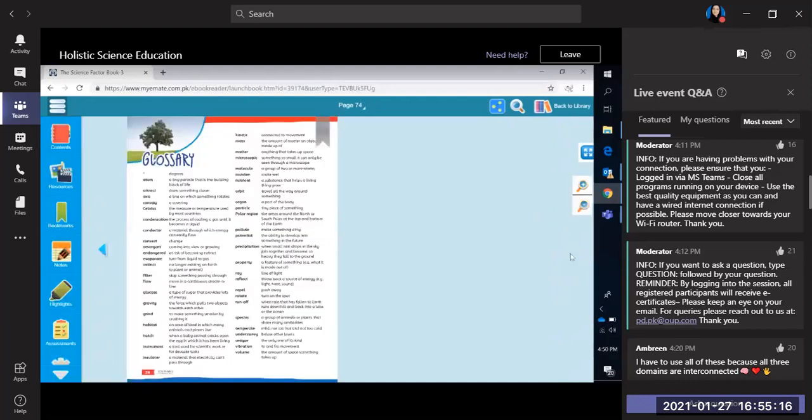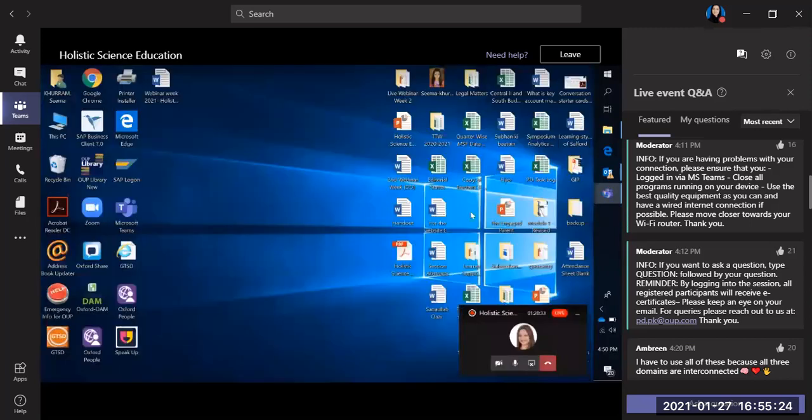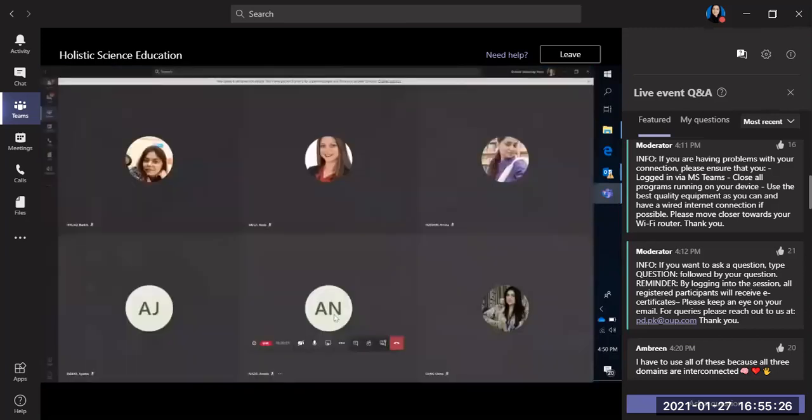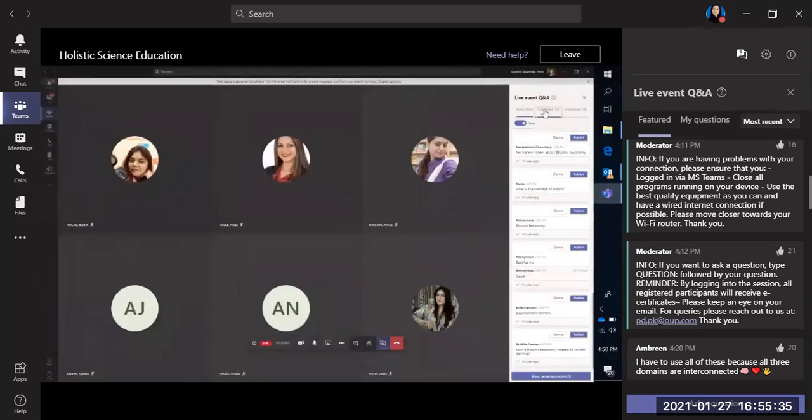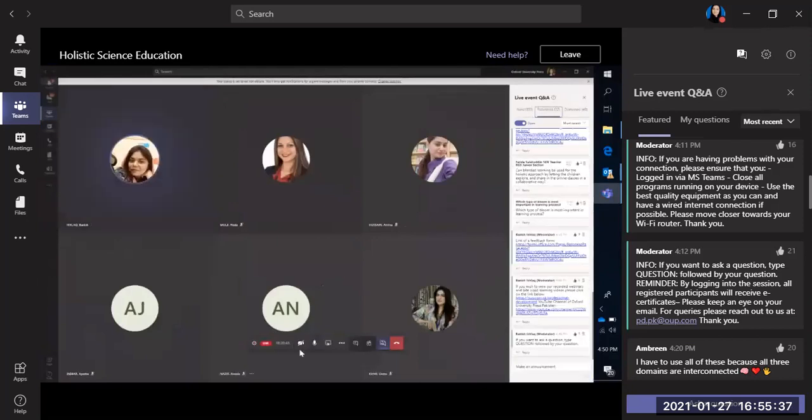That's the last page, which is the glossary. And I'm going to close this, and I hope there are some questions for me because I can really not see anything. So Binish, can you ask me the questions?